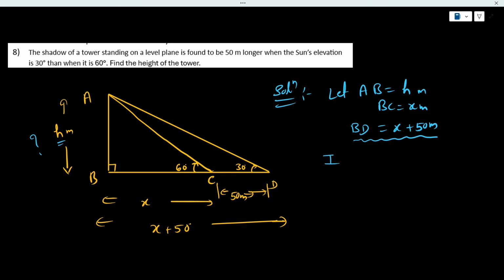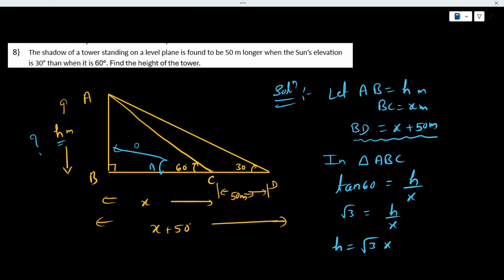So first we'll take triangle ABC. Now here you know that this is opposite and this is adjacent. So O by A is nothing but tan theta. So tan 60 degree will be h by x. Tan 60 is root 3. So it will be h by x equals root 3. So h is going to be root 3 x. This is your equation 1, right?